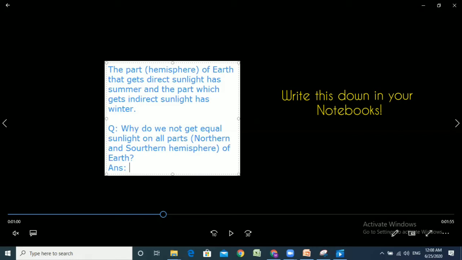Yes, you're right. Tilt, because Earth is tilted at 23.5 degrees. Because of the tilt of the Earth, we do not get equal sunlight, and because we do not get equal sunlight, we have different seasons. So tilt is the reason for different seasons on Earth. Understood this part? All right. So I have now few pictures to show you how each side is getting different sunlights.